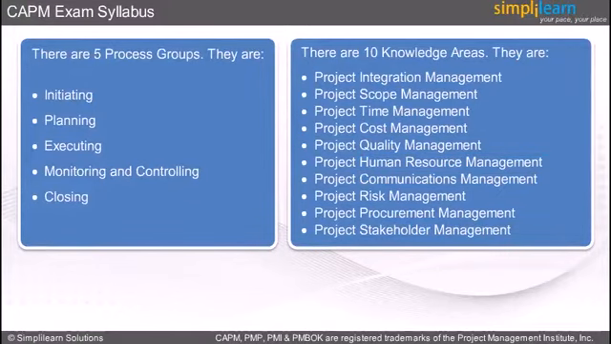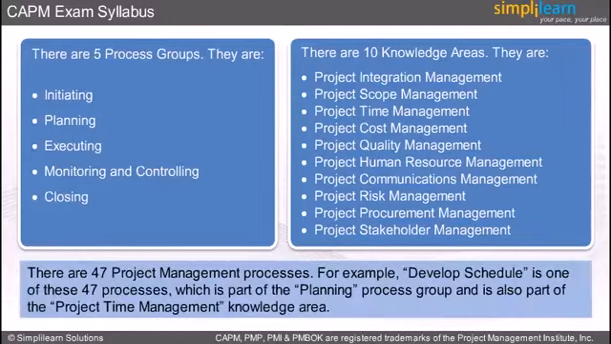All the 10 knowledge areas are presented in the slide. Please take some time to take a look at them. Lastly, there are 47 processes. We have already come across 2 such processes: plan human resource management and manage project team. Similarly, develop schedule is one of the 47 processes under the planning process group, which is covered in the project time management knowledge area. If you are totally confused by now, don't worry.